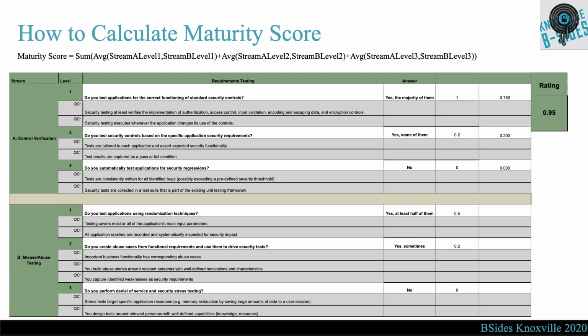Now, the overall maturity score for the security practice is calculated by taking the average of maturity level 1 between stream A and stream B, and adding that to the level of maturity at level 2 and level 3. And once you add all of this, you come up with the rating for that particular security practice.